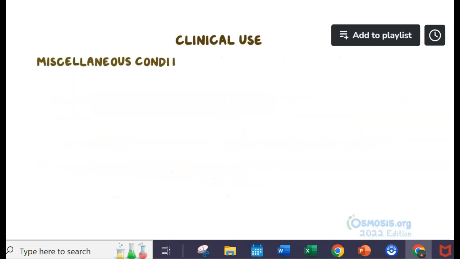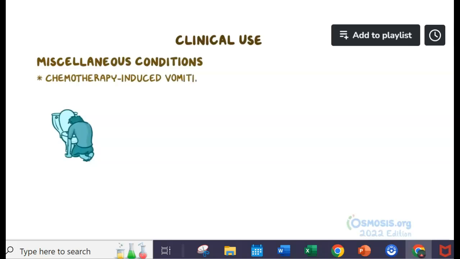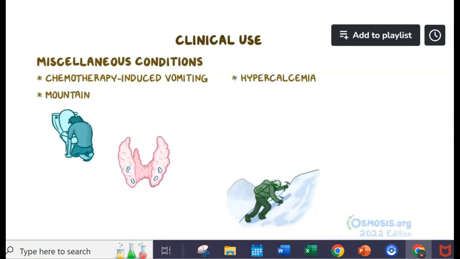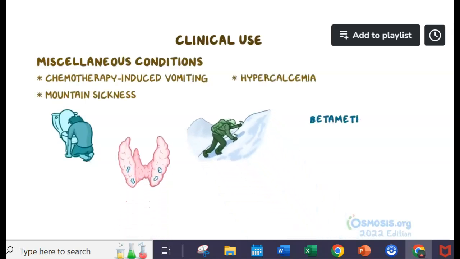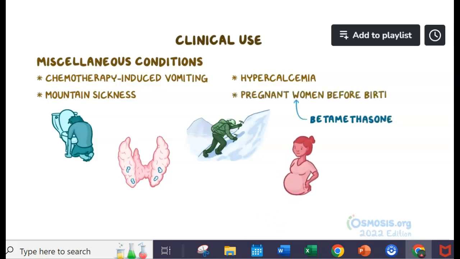Next, we have miscellaneous conditions which include chemotherapy-induced vomiting, hypercalcemia, and mountain sickness. Furthermore, betamethasone can be given to pregnant women before birth to speed up fetal lung maturation.